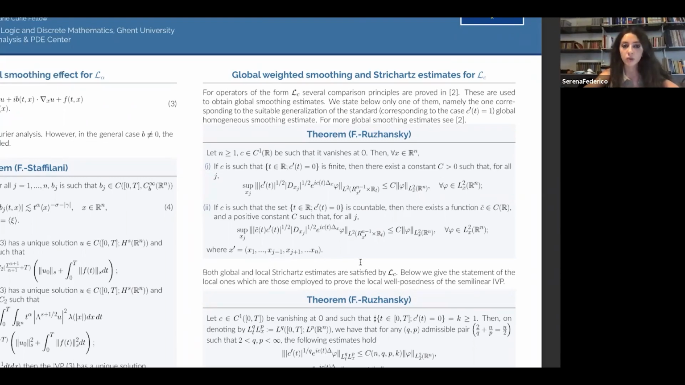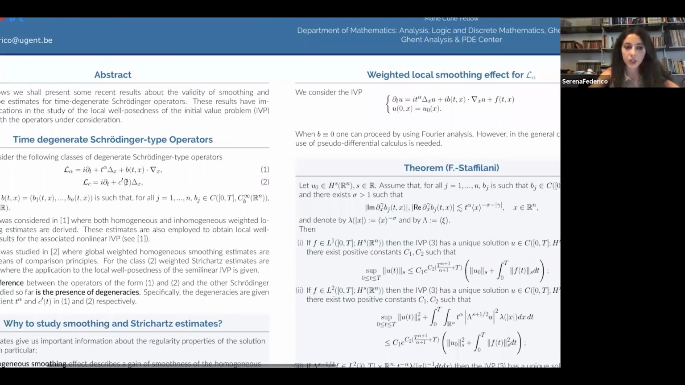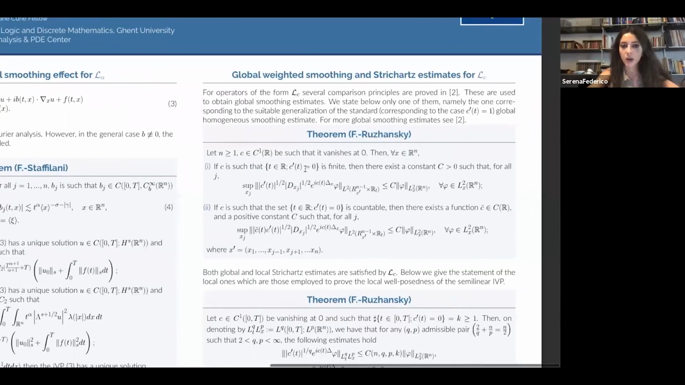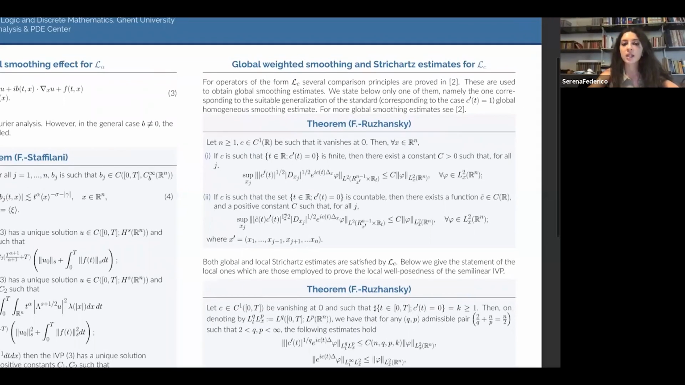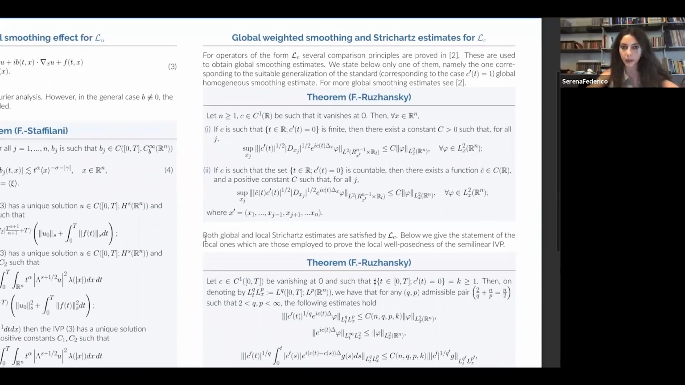What is important to understand here is that the degeneracy is given by these coefficients. We allow this coefficient to vanish not only at finitely many points, which is the first point of the theorem, where we have this weighted estimate. But we can also consider the case when the zero set of C prime is countable, and we have another weighted smoothing estimate here. Of course, the weight depends on the degeneracy, that is, on the coefficients in the operator.